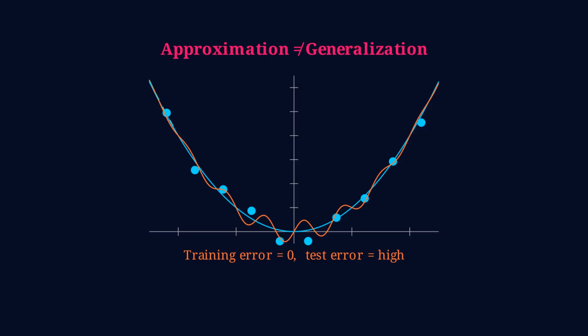This is overfitting. Approximation power, the ability to fit training data, does not imply generalization, the ability to predict test data. The Universal Approximation Theorem guarantees the first. It says nothing about the second.